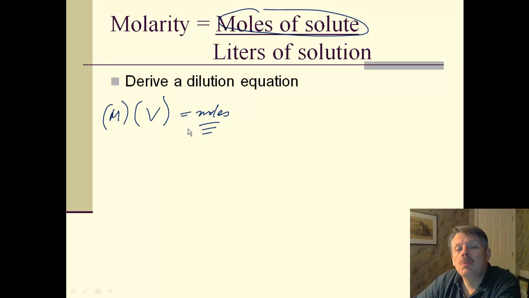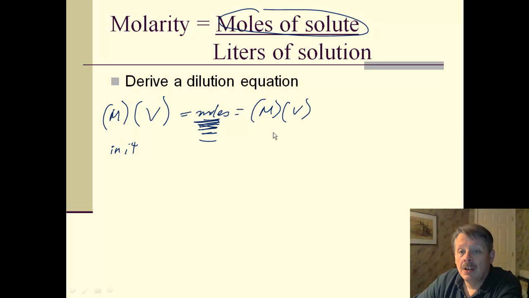What happened when we made our orange juice? Did we change the number of moles of orange juice that were there? No, we didn't. So, if this is our initial system, our moles hasn't changed, so it's equal to our final set of molarity times volume. So our volume went up and our molarity would go down. And that would make perfect sense.